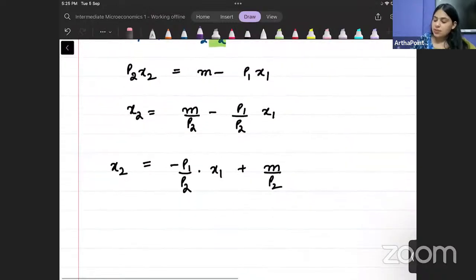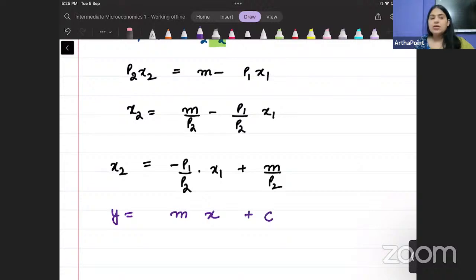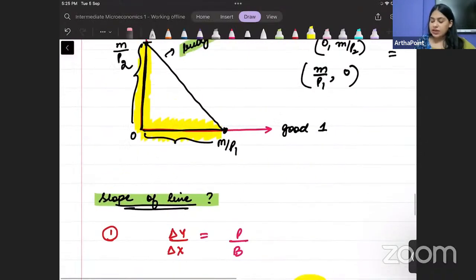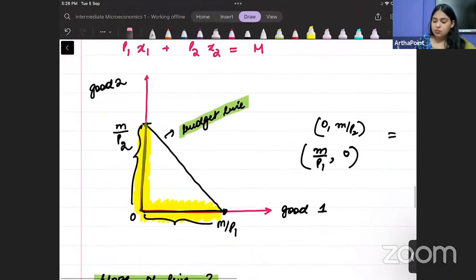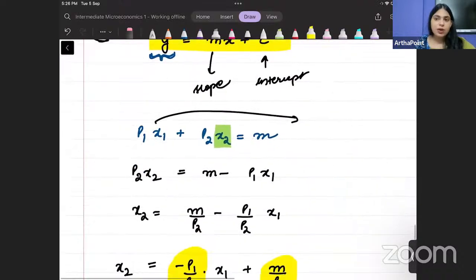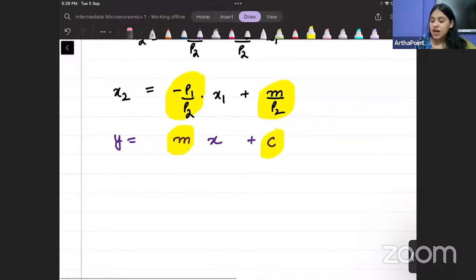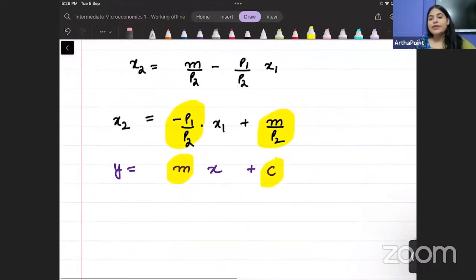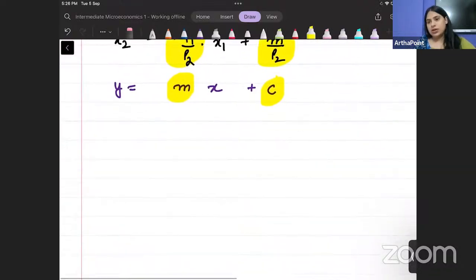So if I just compare this with y is equal to mx plus c, beta, what is the slope that I am getting? I am getting the slope as minus P1 by P2. And what is the intercept I am getting? M by P2. Correct? The intercept was M by P2. And the slope of this line that I've got is minus P1 by P2. So this is another method to find the slope of the budget line.